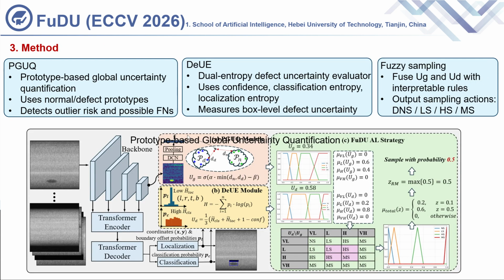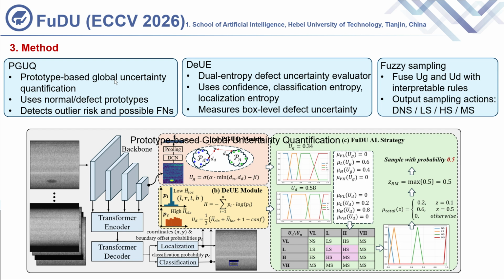FuDU contains three main components. First is PGUQ, that is, prototype-based global uncertainty quantification, which estimates global uncertainty using normal and defective feature prototypes. If an image is far from known prototypes, it may indicate domain shift or a potential false negative.